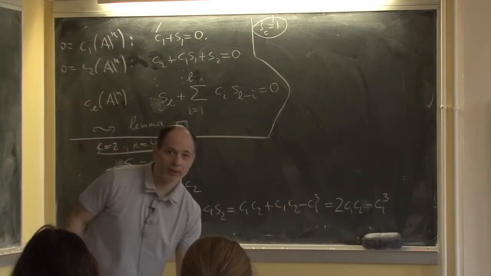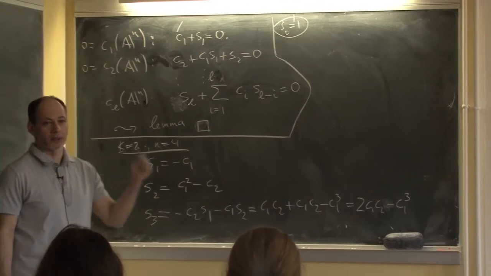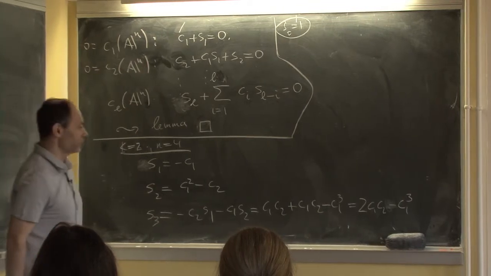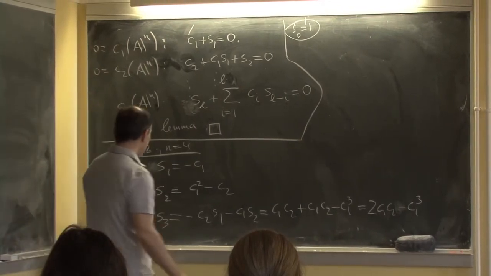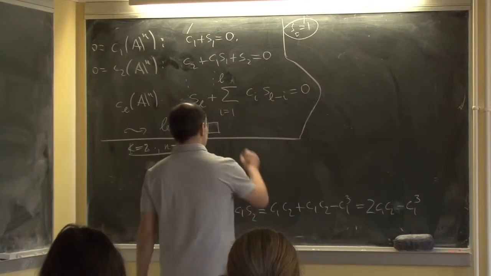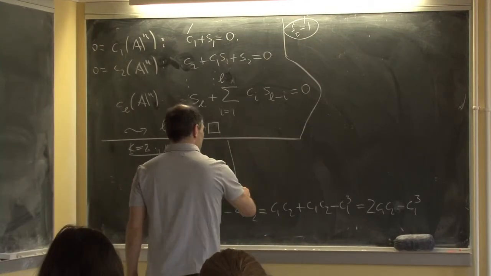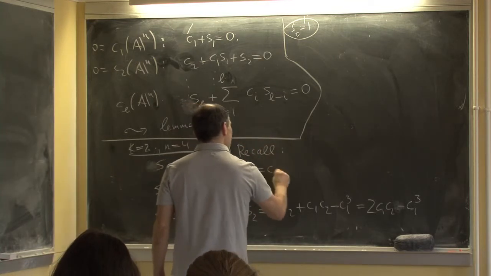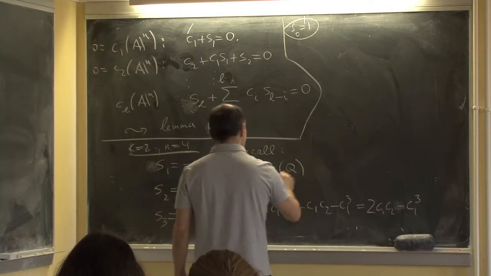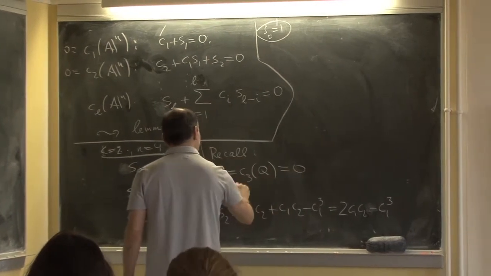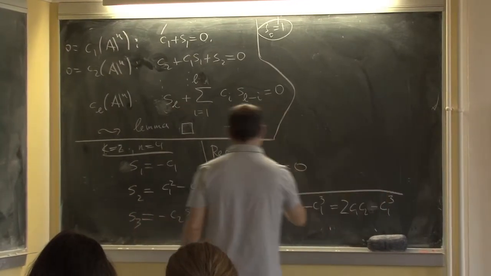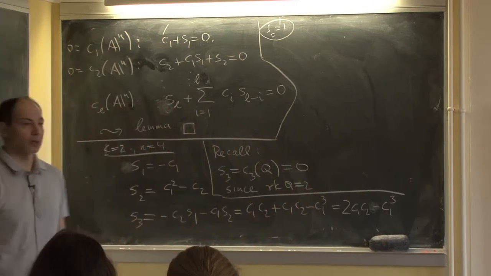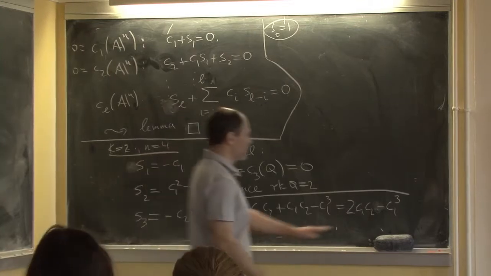As I said, I would pretend that I'm stupid, and this is the time when I undo this. So we are not stupid, and of course we know that S3 is just C3 of the bundle Q, and this is 0 since the rank of Q is 2, since it's n minus k dimensional. So it cannot have a Chern class. So this actually is 0.